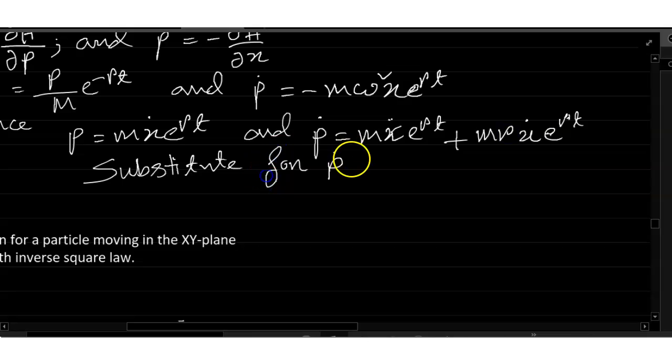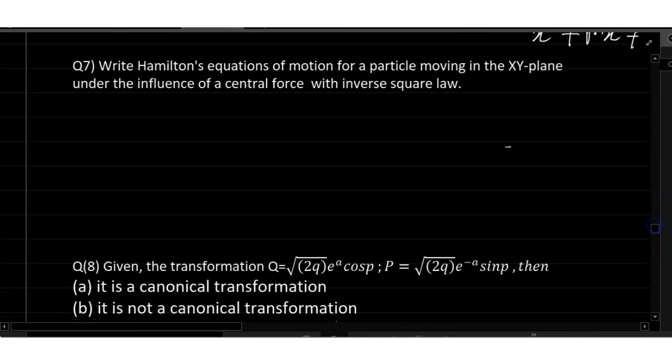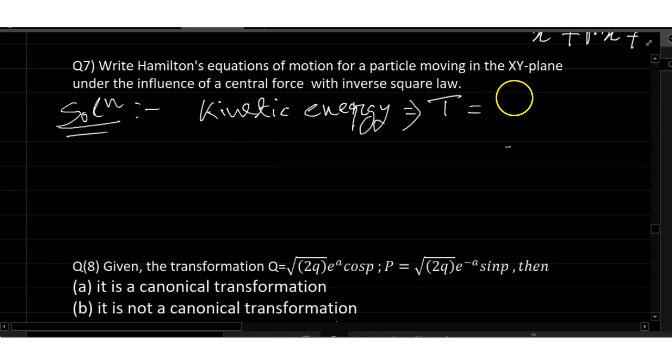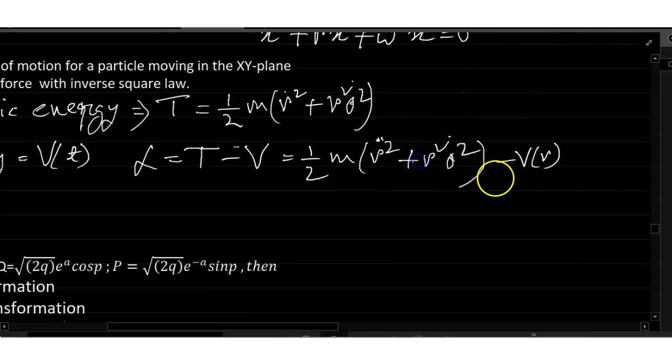Substitute for p dot in equation 1. Write Hamiltonian equations of motion for a particle moving in the xy plane under the influence of a central force with inverse square law. Question number 7. T equals half m r dot square plus r square theta dot square. L is equal to T minus V. Here the generalized coordinates are q1 equals r, and q2 equals theta.